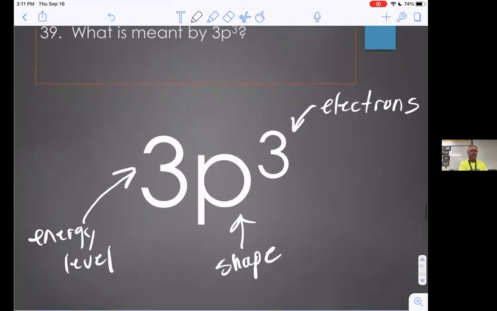This is part of electron configuration. So in the third energy level, in P-shaped orbitals, you have 3 electrons. That's what this 3p3 means. It could be 3p1, it could be 3p4, 3p6. As long as it was from the 1 to the 6, that would be fine.